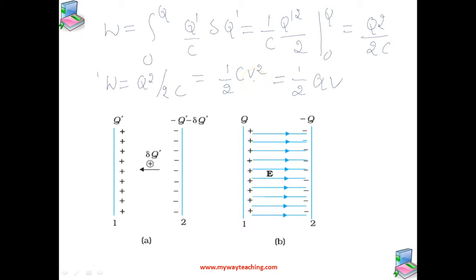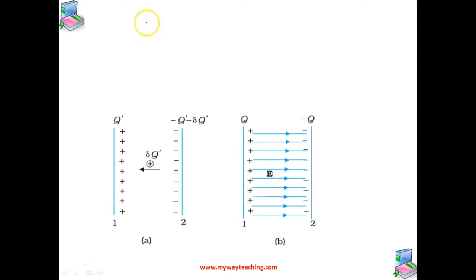So it is possible to view the potential energy of the capacitor as stored in the electric field between the plates. So in order to see this, for simplicity, consider a parallel plate capacitor with separation d between the plates. In this case, energy stored is given by, for a parallel plate capacitor, 1/2 Q² times 1/C, and area is A.